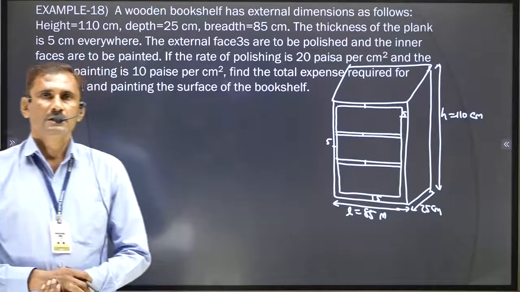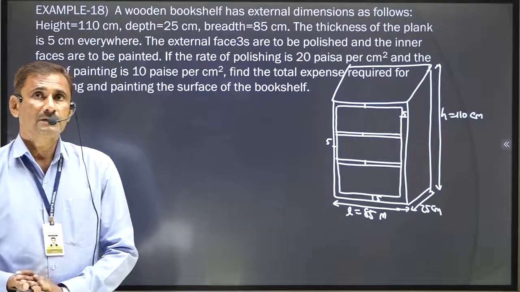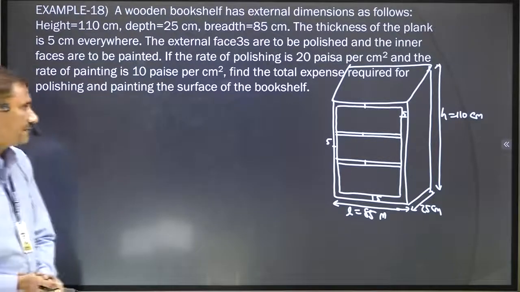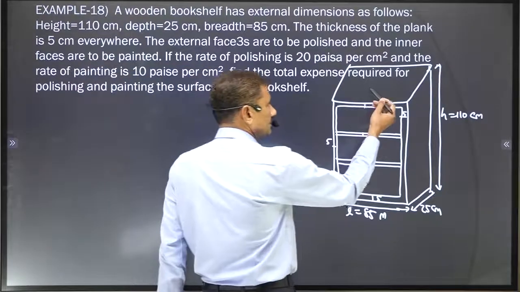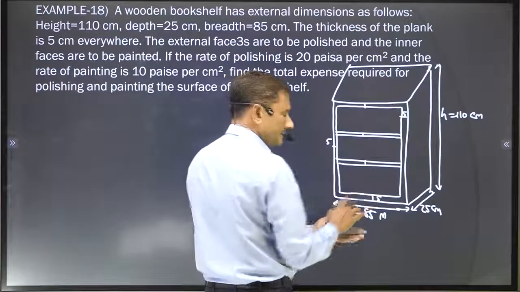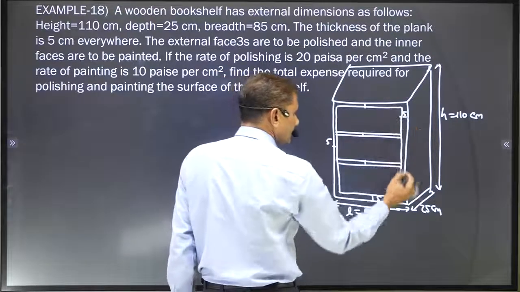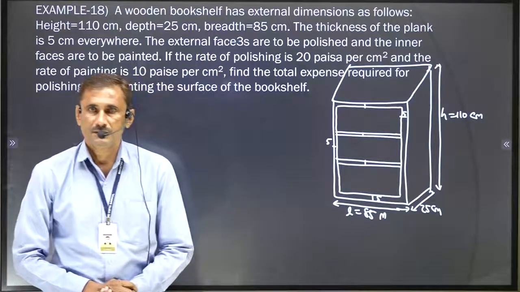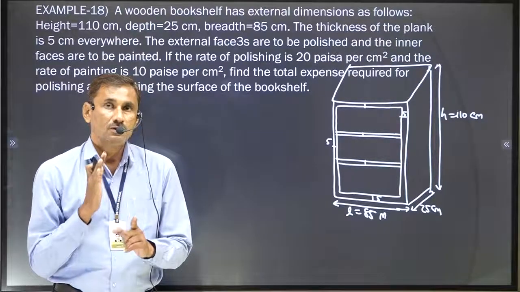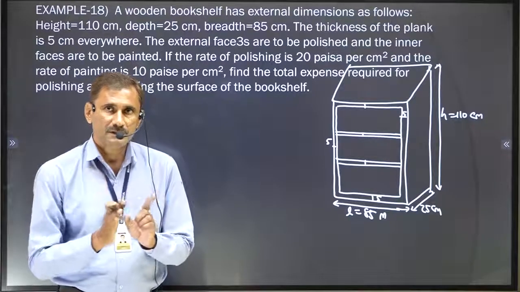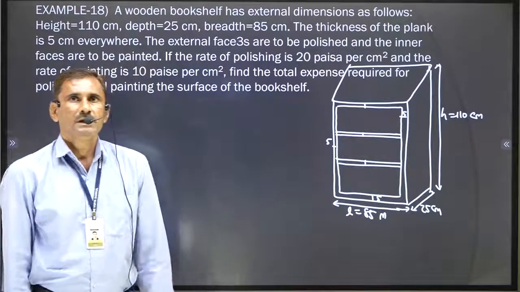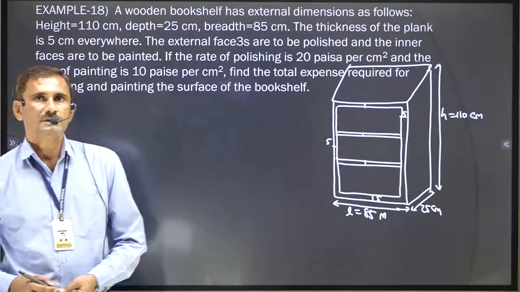Now what do they ask? The external faces are to be polished and inner faces are to be painted. Now what is meant by external and internal? Look there. This face, this one also, the behind one also, and right. So left and right faces, up and down faces, and whatever strip you can see here, all that is to be polished. So for polishing we have to find four surfaces, not all five, and the front surface is not all, but only this part. Then its cost is given 20 paisa per centimeter square.